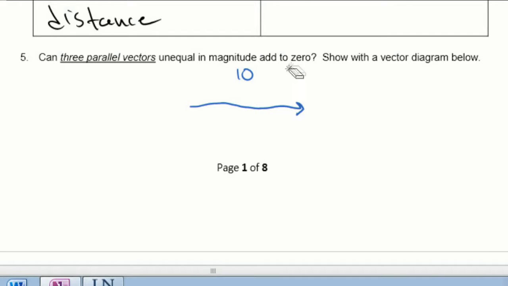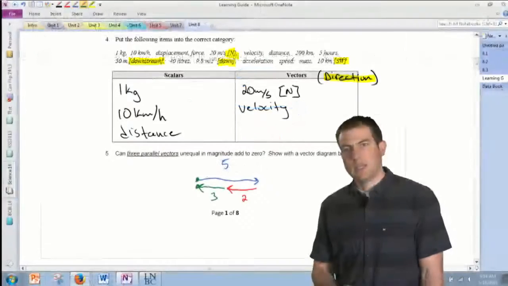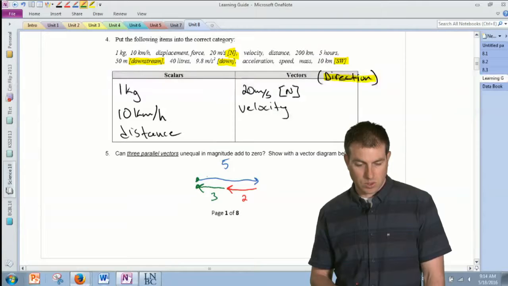Unequal magnitude. That's not going to work. Let's call it 5. That's better. And then I could have another vector going this way. We could call it 2. And I could have another vector going this way. I could call it 3. And do they add to 0? Yes. I'm back to where I started. My end and my beginning are at the same point. So that's how you could end up with a situation like that.